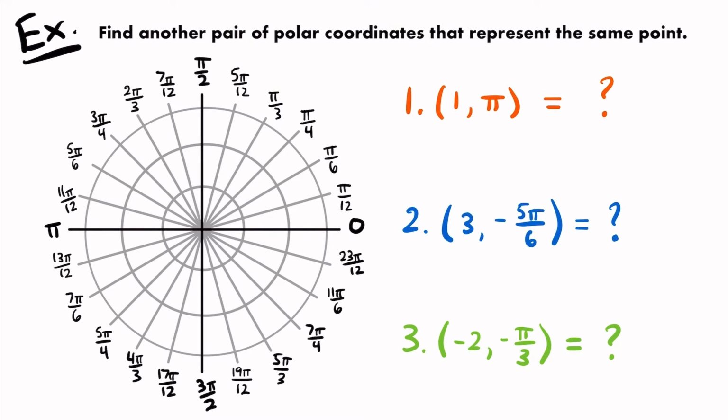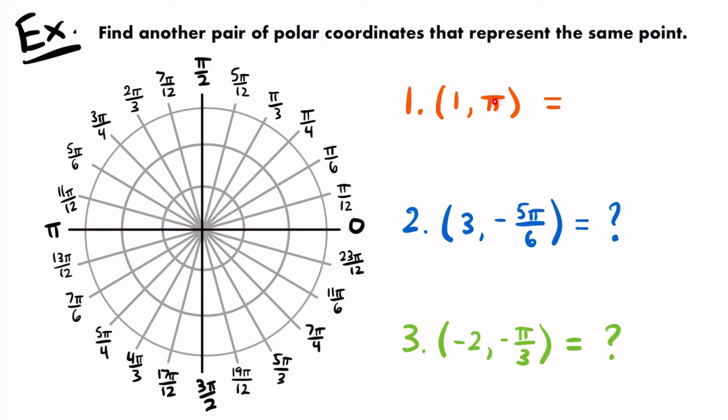This is not like the rectangular coordinate system where there is only one point for every pair of an x-coordinate and a y-coordinate. In this case, there are many different ways to represent a point in the polar coordinate system with different values of r and different values of theta. And so let me show you what I mean with this first pair of polar coordinates. We want to find another pair of polar coordinates that will give us the same point as 1 comma pi.